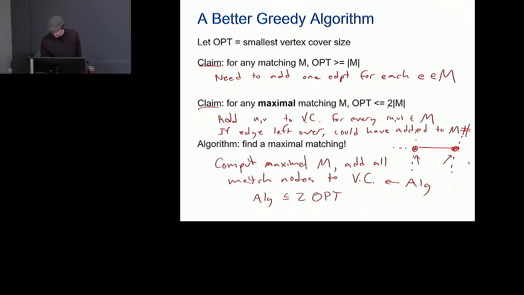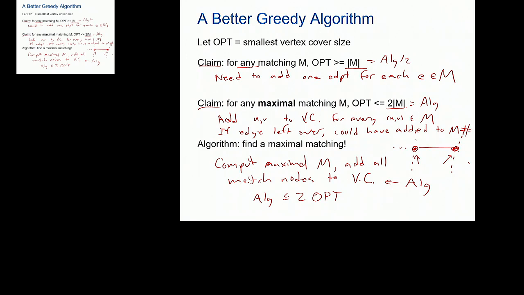Right, because this is the size of what we found, right? That's how many vertices are in the vertex cover we found. And opt is at least the size of M, so it's at least half of what we found. So I can write this, so this is equal to ALG over 2 for that same M, because this holds for any matching. So in particular, it holds for the one that we found.